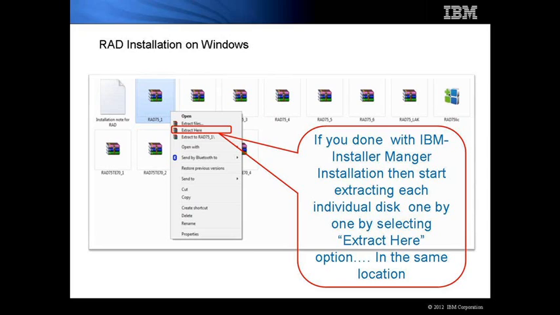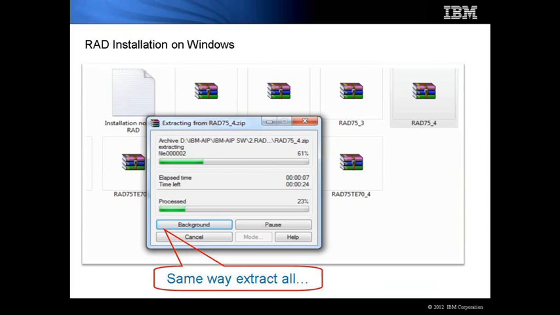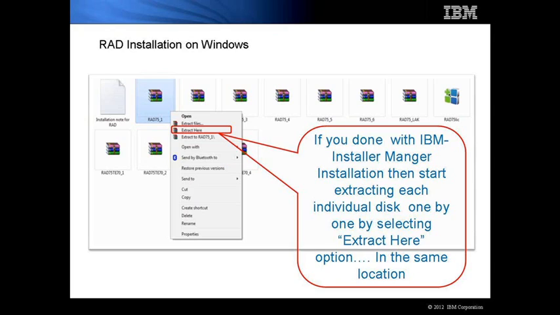Until all the files are extracted, we are not able to start the installation. So make it clear, we need to extract all the zipped files first, and then we will start with the installation. So we will extract this, right click and extract here. Now extraction is going on one by one. We need to extract all the zip files with the option of extract here.